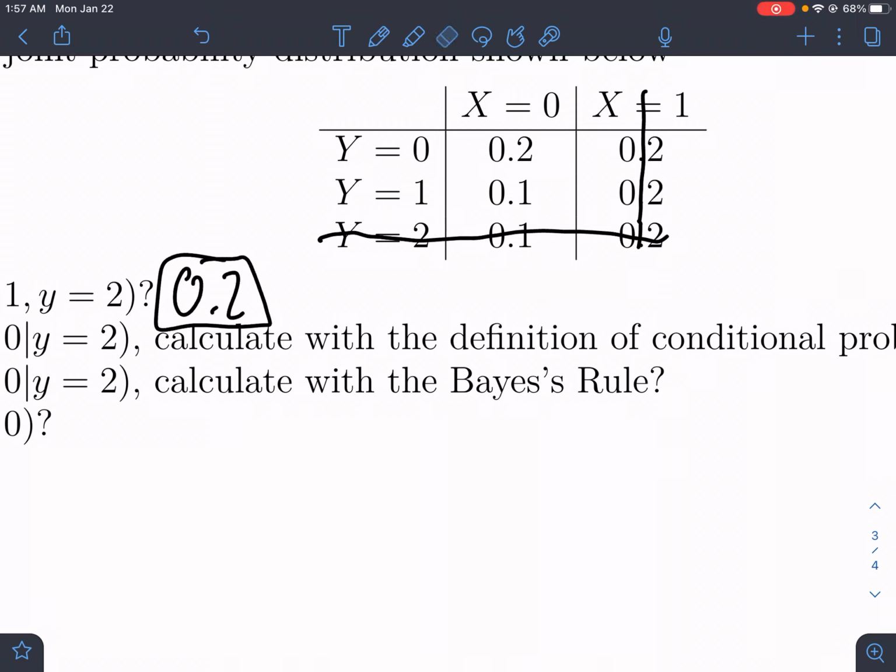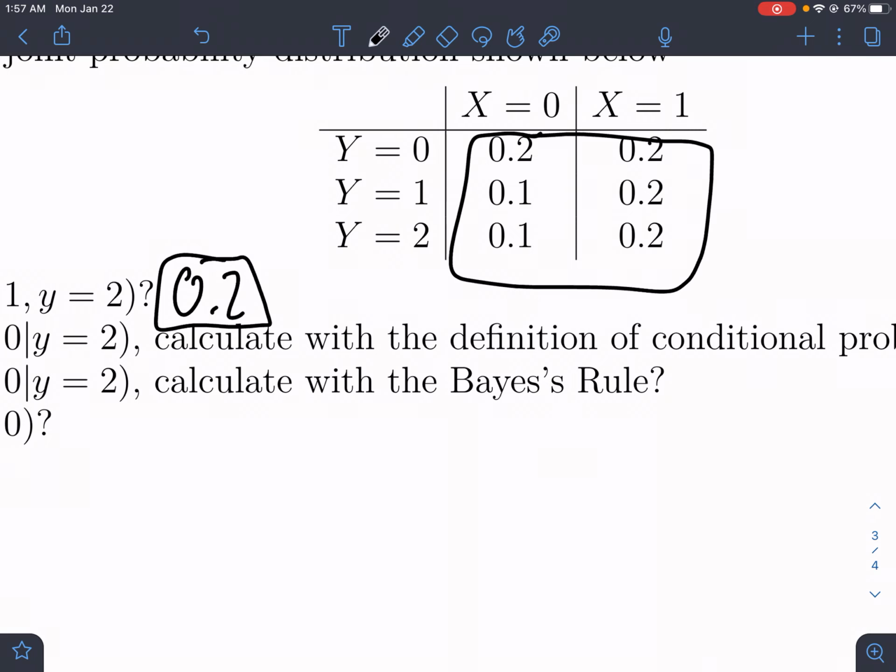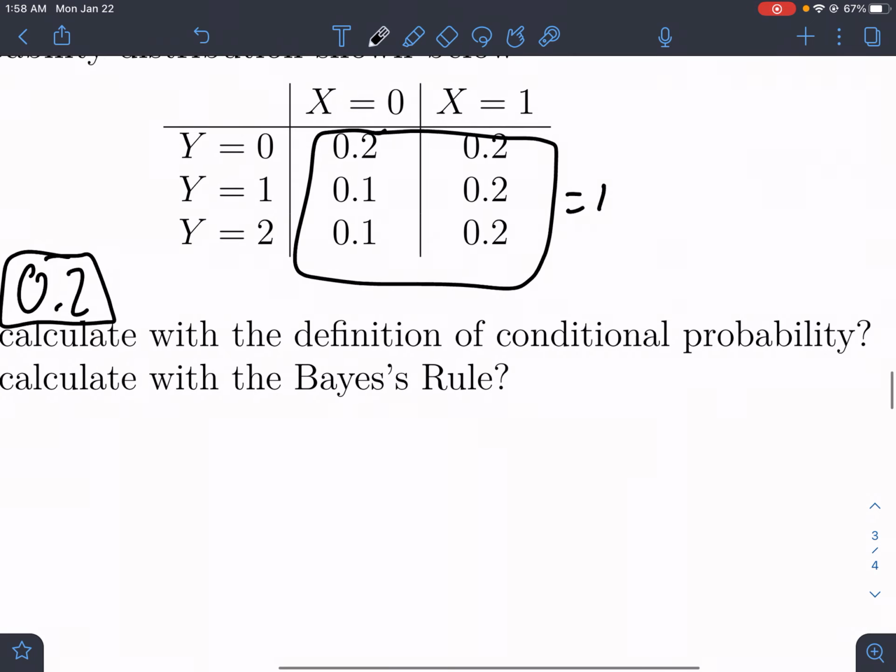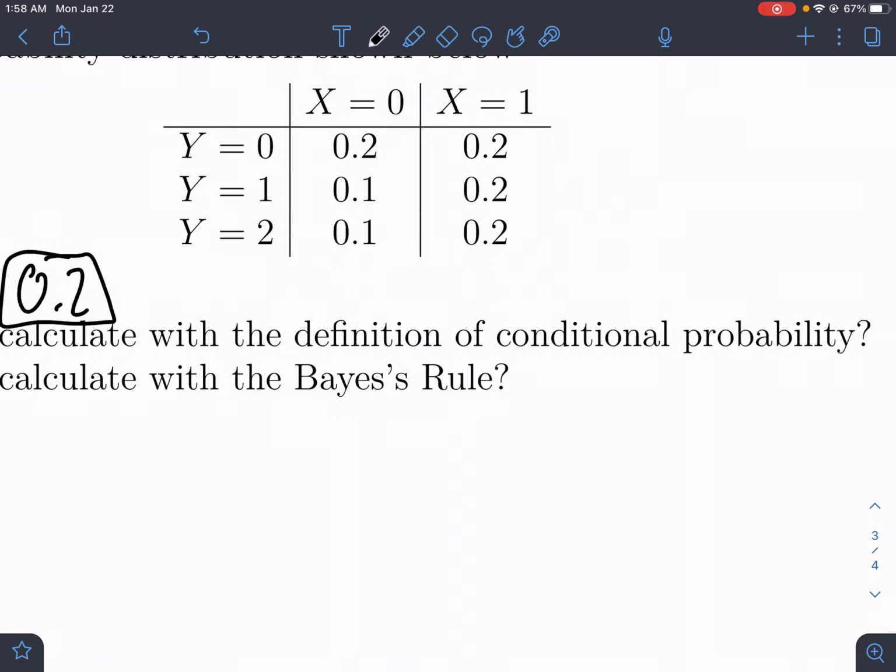That is our answer. Note that this is possible because the probabilities in here sum to 1, and they always should sum to 1. If they don't actually sum to 1 in a problem that you're given, then you may have to normalize it, if that's not a mistake.